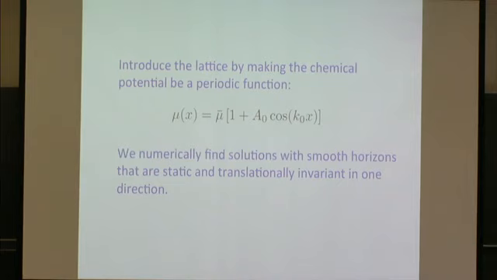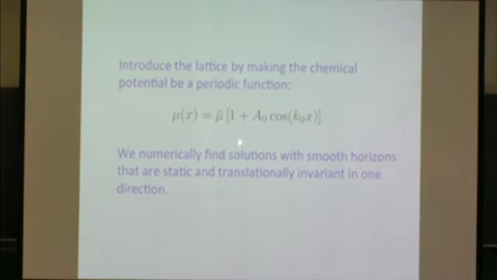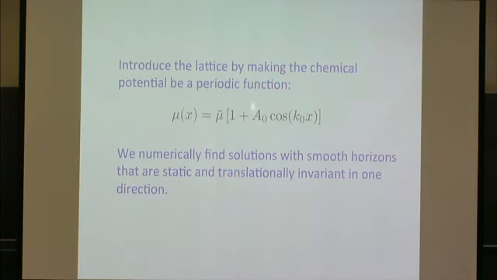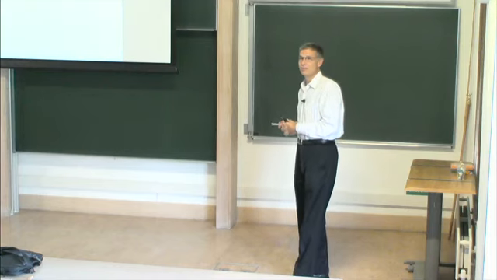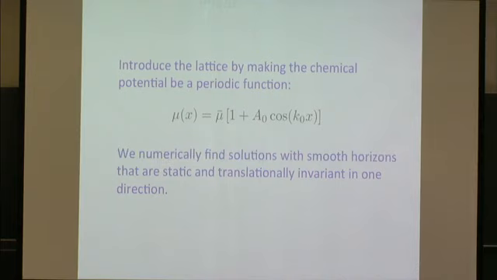Now we're going to add a lattice by making the chemical potential be a periodic function of one spatial direction. So we're going to assume that mu is equal to some average value, mu bar, times 1 plus a naught cosine k naught x. So we have some amplitude of the oscillation a naught and some wave number k naught. We numerically find solutions. So this is numerical and no longer analytic. And I should say all the numerical work, and it was extensive, was done by George Santos.